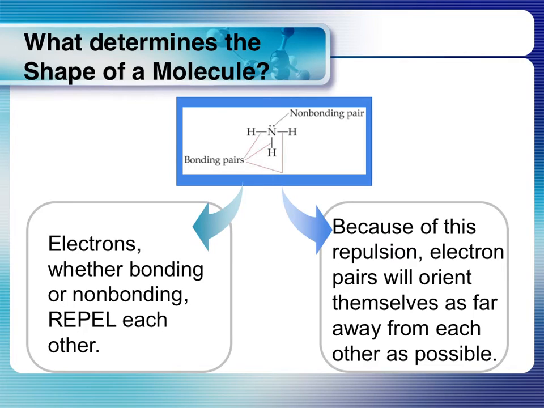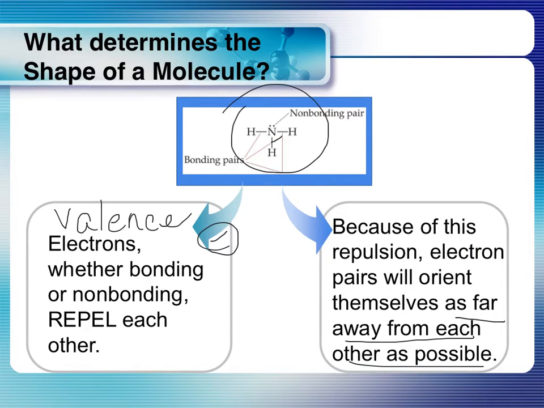All right, what is it that determines the shape of a molecule? It's all to do with the valence electrons, okay? And the valence electrons, of course, since they have a negative charge, they repel one another. And so the bottom line is valence electrons will try to get as far away from each other as possible. And so the shape around any central atom is determined by the electrons around that central atom spacing themselves in a way that they're as far away from each other as possible.